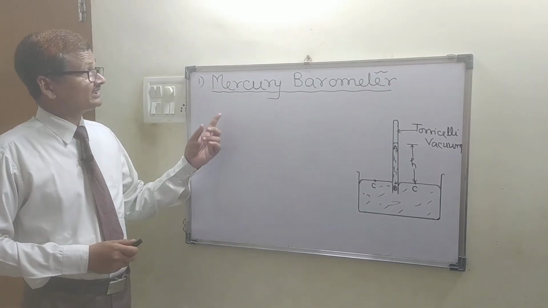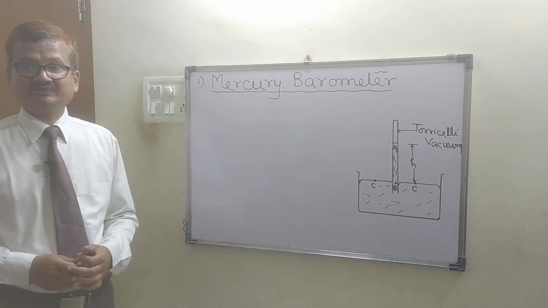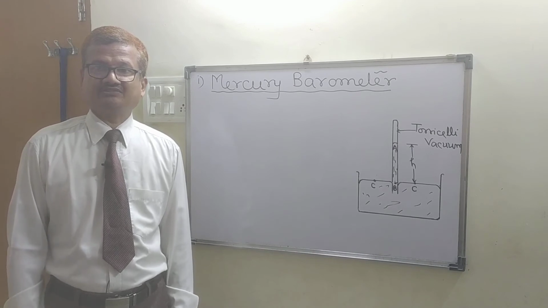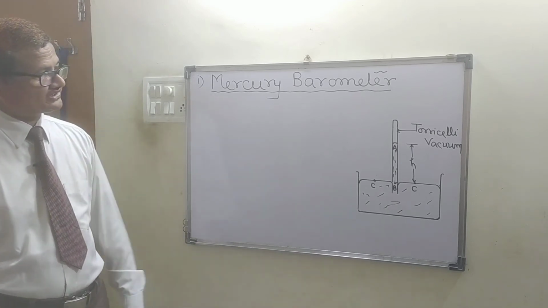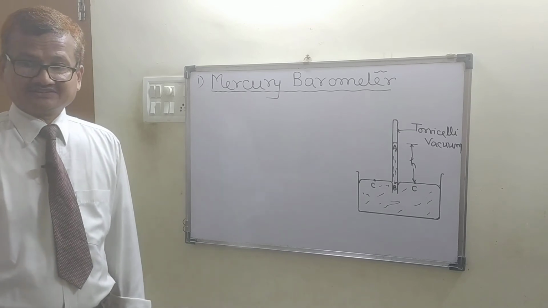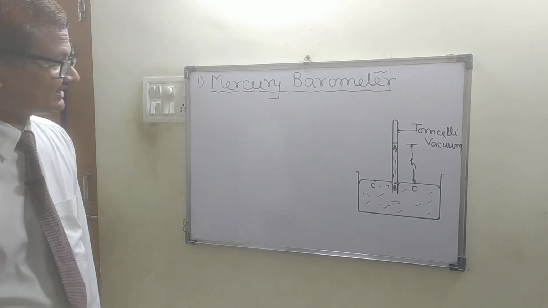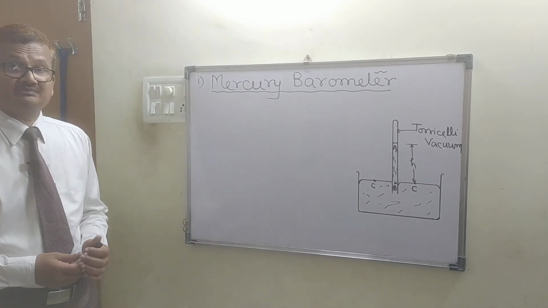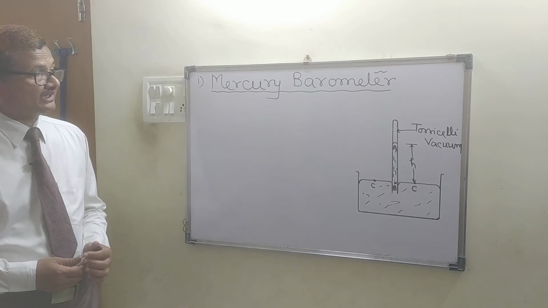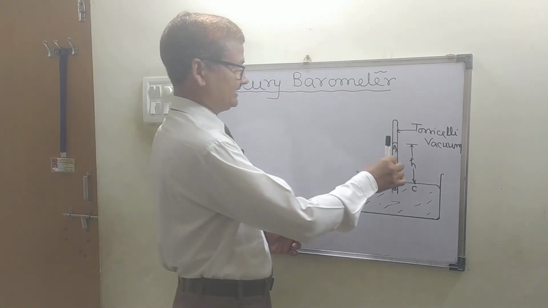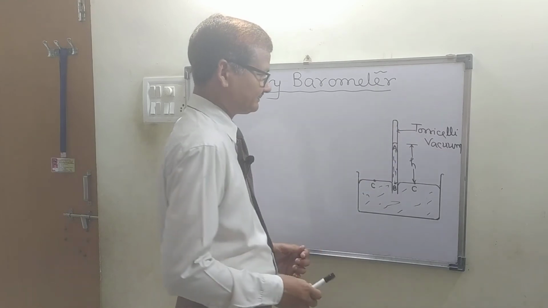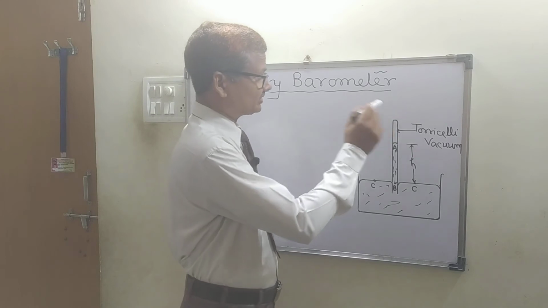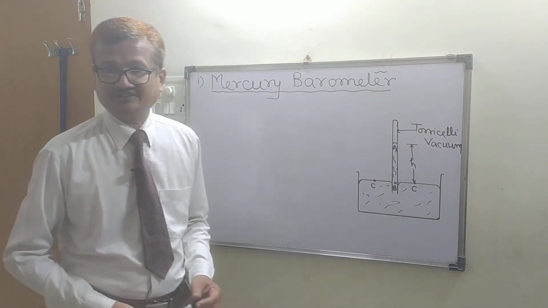Now the mercury barometer is an instrument to measure the atmospheric pressure. So what is the construction of this barometer? We take a tube whose length is about 1 meter and diameter is about 1 centimeter. One end of the tube is closed and the other end is open.